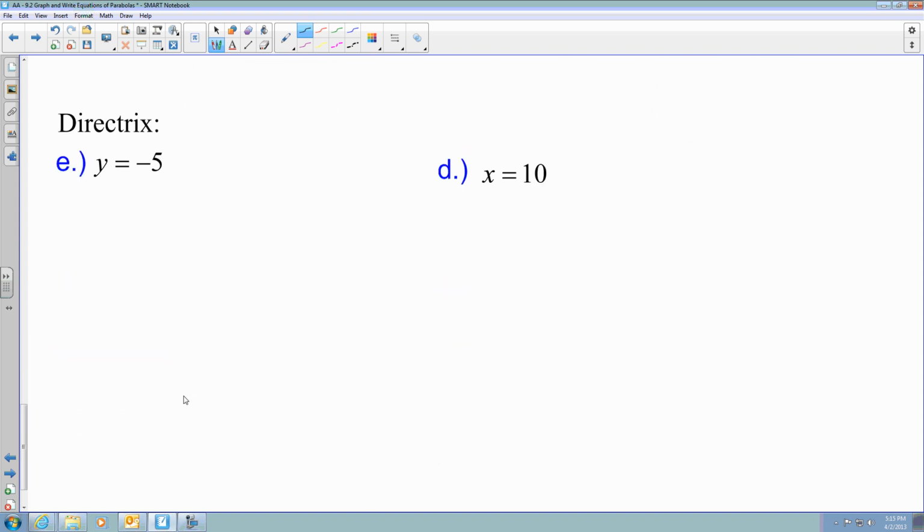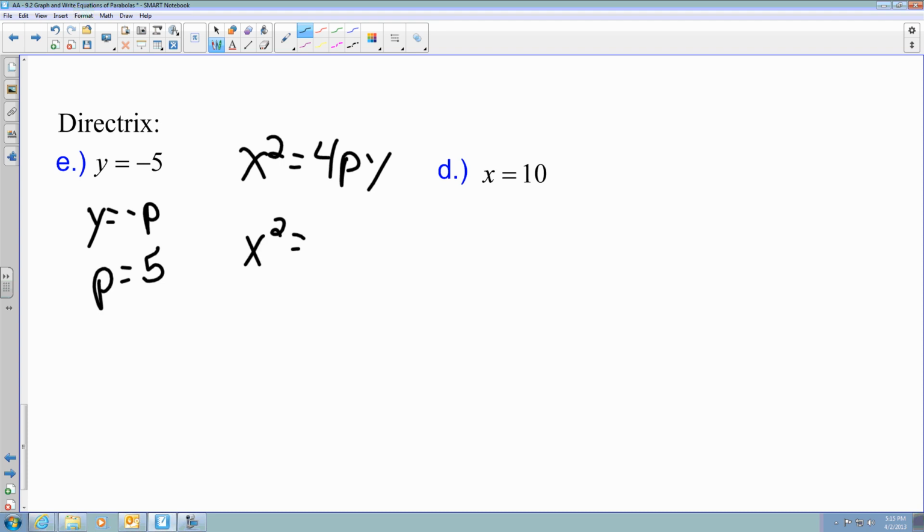For the last two, they give us the directrix. We remember that when the directrix deals with y, it's going to be y equals -p. So that means in this case, p equals 5. When I look in my notes, when the directrix was y equals something, that dealt with an x squared equals 4py type of equation. So all I have to do now is substitute 5 in for p, so now my equation will be x squared equals 20y.